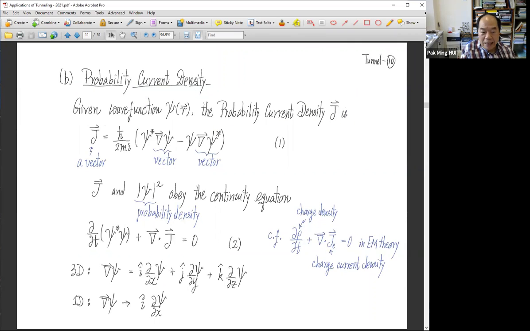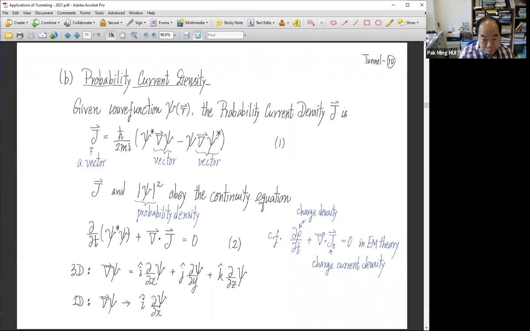The second basic idea is probability current density. I know that you have this formula before, right? This is the probability current density. Then you have this prefactor. The i is important here, so h bar over 2mi. And then you have these two operations and subtract them against each other. So this is the definition of probability current density.